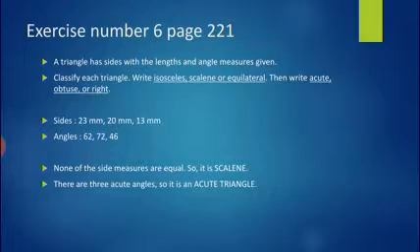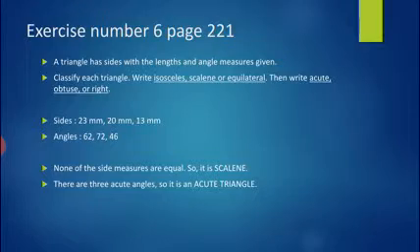The last exercise. Exercise number 6, page 221. Again, we have a triangle that has sides with the length and angle measure given. We want to write if it is scalene, isosceles or equilateral, and then if it is acute, obtuse or right. The sides are 23, 20 and 30. The three numbers are different, so the measures are not equal. So it is scalene.